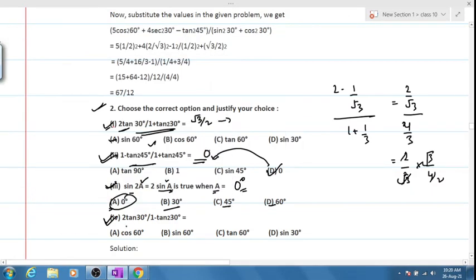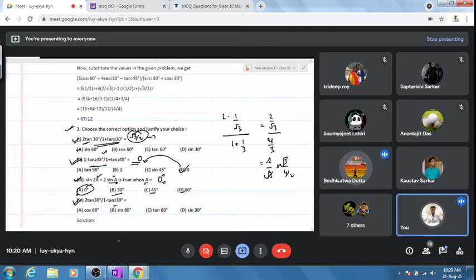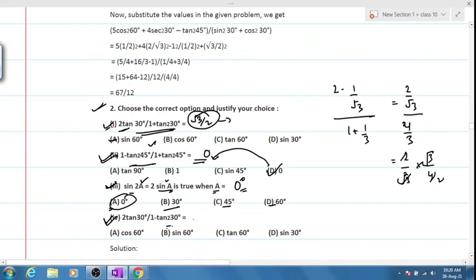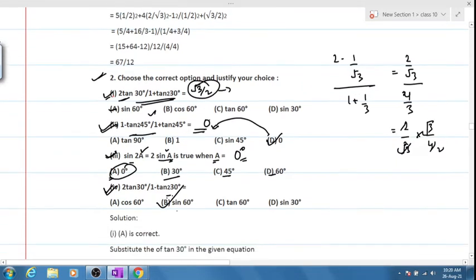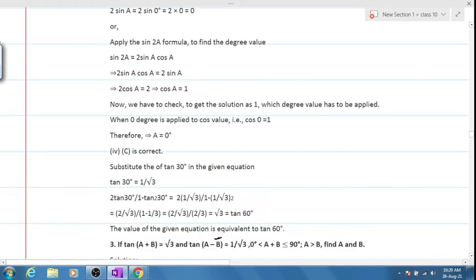Now, the fourth one. 2 tan 30, 1 minus tan square 30. What is the value that you are getting here? I just need the value first. Like here, root 3 by 2, what is the value? How much? I can't hear it properly. Root 3 by 2 only you are getting. We'll go with this then. I hope this is clear to everyone.